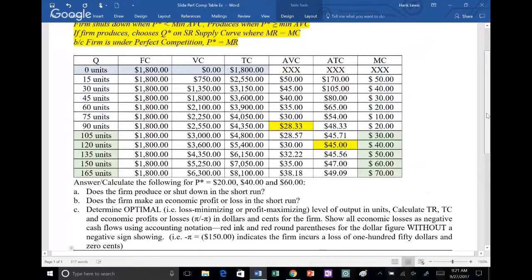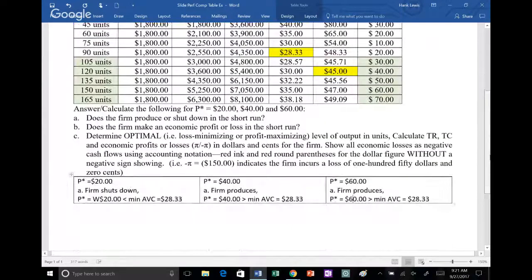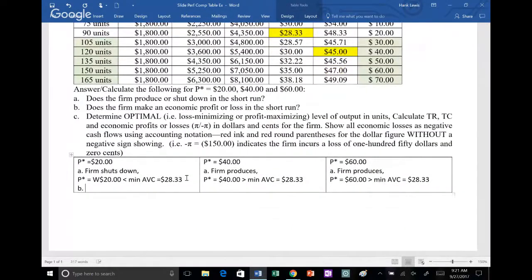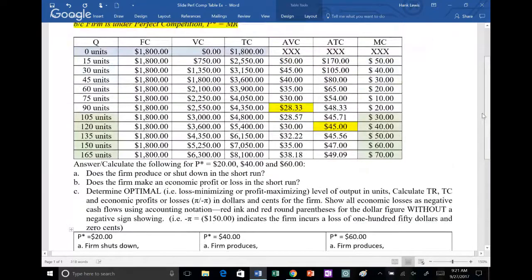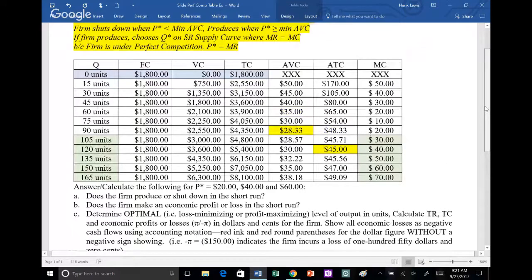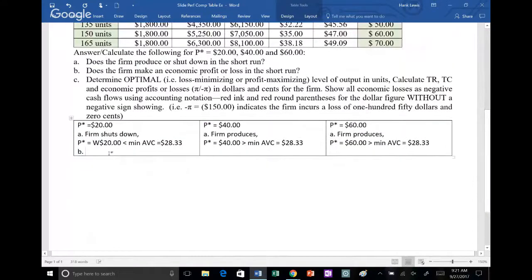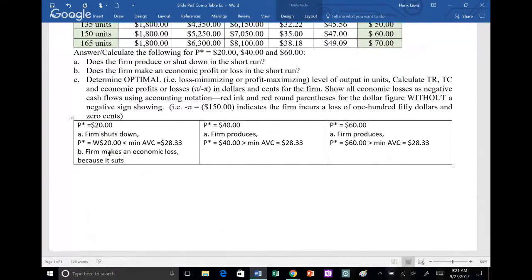Now, the second question is, does the firm make an economic profit or an economic loss in the short run? Let's start by talking about what happens when the firm shuts down. When the firm shuts down, it produces no output. So at 0 units of output, $20 times 0 units is $0 for total revenue. But the total cost is not 0. Remember, when the firm shuts down, the total cost is equal to fixed cost. That's $1,800. So 0 minus $1,800 is a negative cash flow. And so the firm makes an economic loss because it shuts down. The moment you know a firm shuts down, there's no debate or discussion. That firm is making an economic loss.